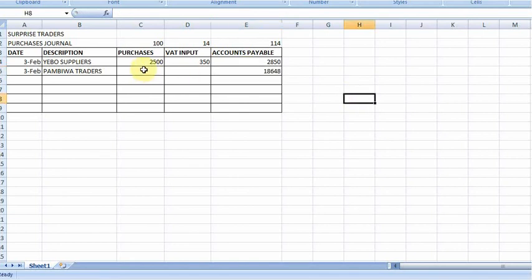18,648. The purchases will then be the 18,648 divided by 114 times 100, and I'm just going to round that to the nearest 1 rand. Then I'm also going to take the 18,648. I'm going to divide it by 114. I'm going to times it by 14. And again, I'm just going to round it to a full rand.